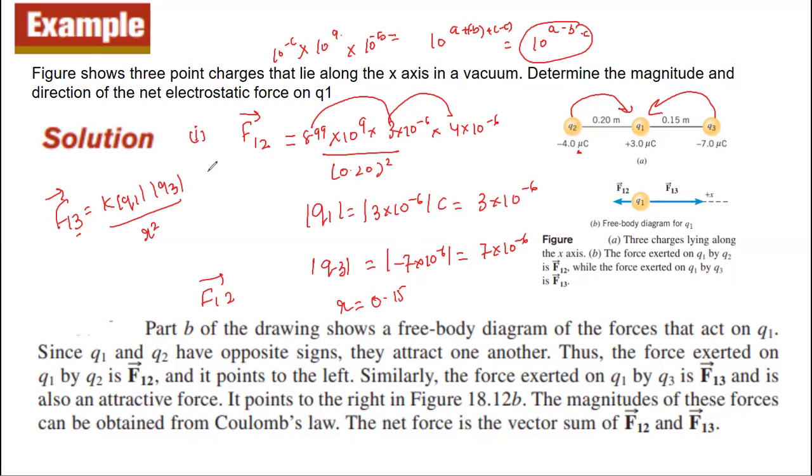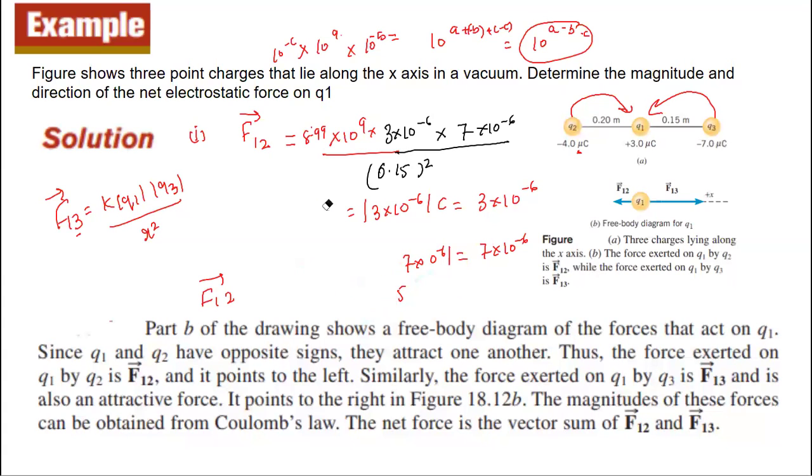Okay, so I'm just going to do one thing. I'm going to write the numbers over here, which will save me some time. The k value is the same, right? I hope you understand that. That's a constant. So I'll put Q1, which is 3 into 10 to the power minus 6. Q3 is 7 into 10 to the power minus 6. And in the denominator, we have 0.15 squared, right? So you can punch in these numbers in your calculator. Feel free to do so and come up with the answer.